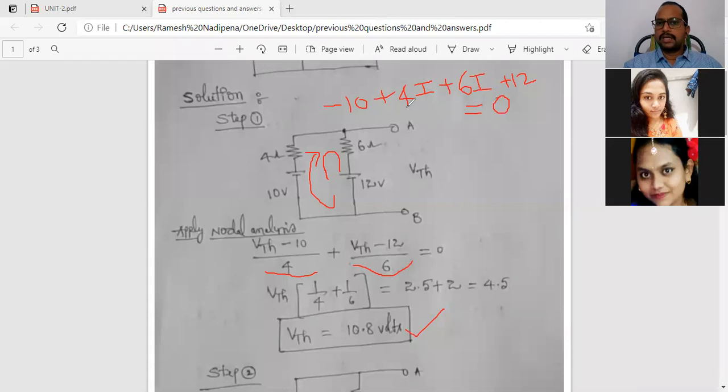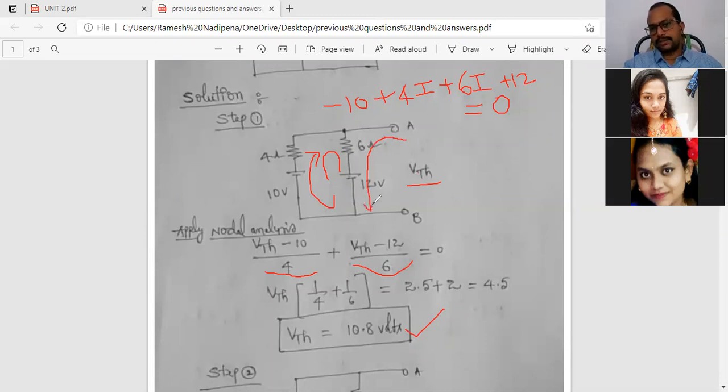So from this, I equal to minus 0.2. Simple. Please remember that value. I equal to minus 0.2. Now see, the next step: what is the requirement here? We need to calculate the VTH value. Now apply KVL to this.